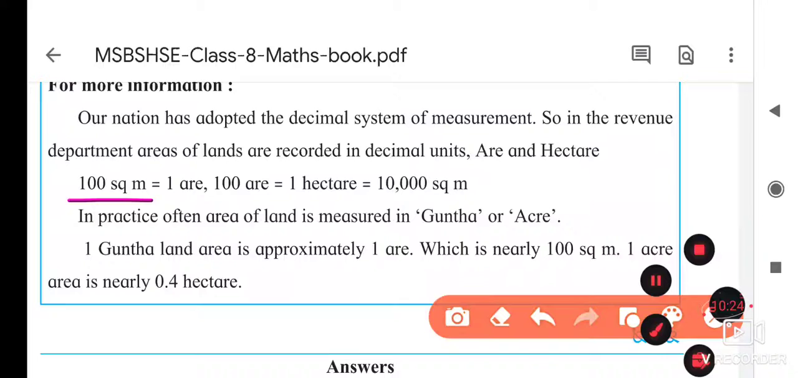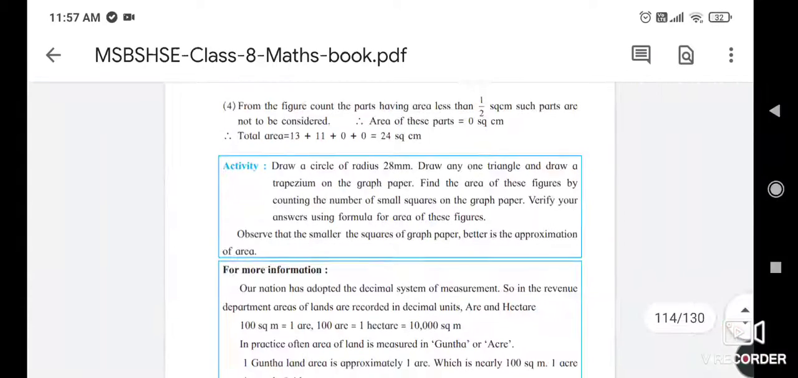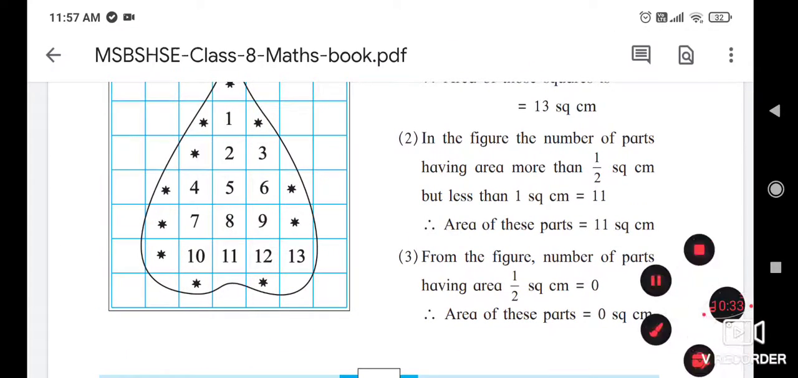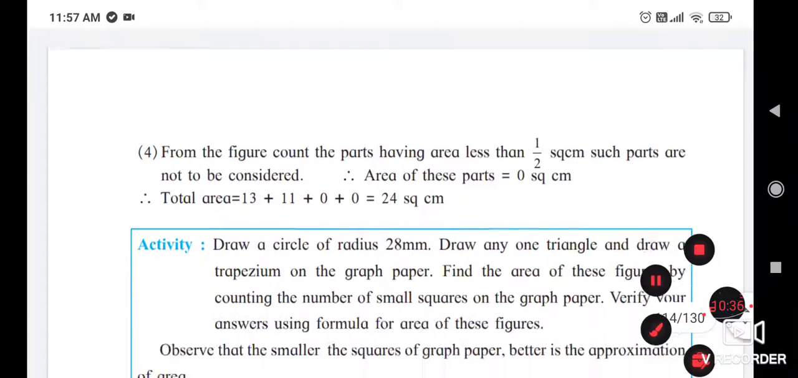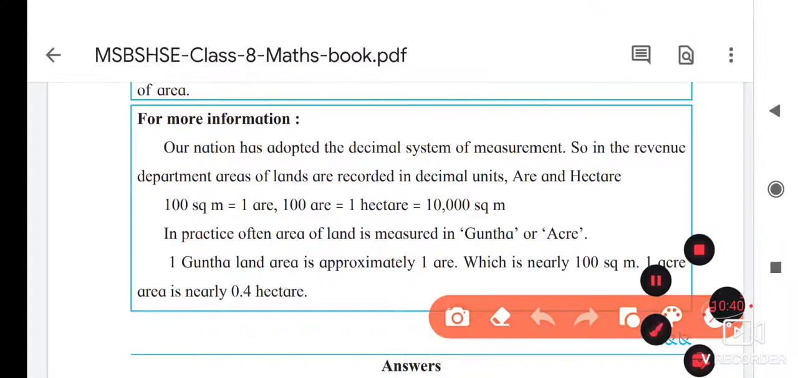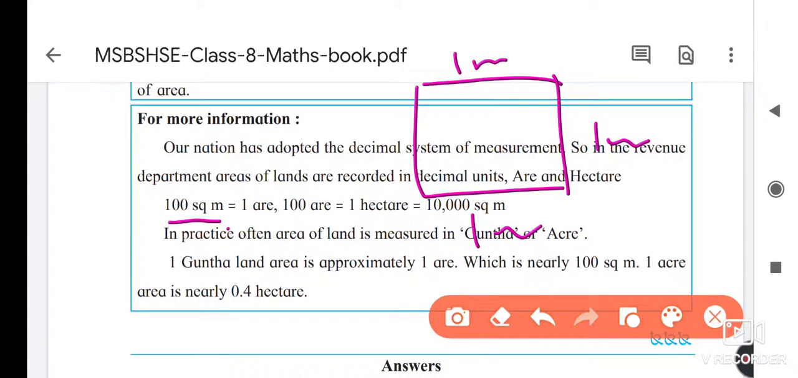So here, what is its value? 100 square meters is equal to how much? 1 R. If we are taking 100 square meters, it is called 1 R. Suppose this graph paper is there and 100 squares are inside it, and that area is called 1 R. Square meter, not centimeter. So 100 square meters, each square 1 meter by 1 meter. Such 100 squares are there. It is called 1 R.